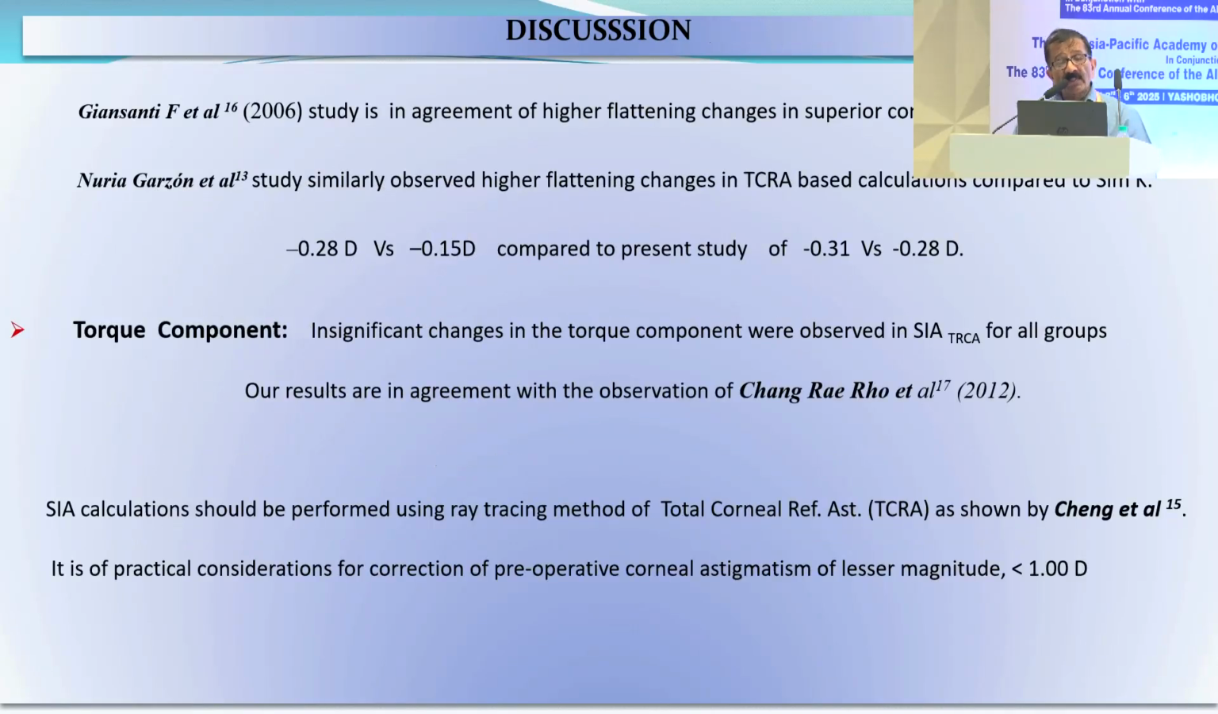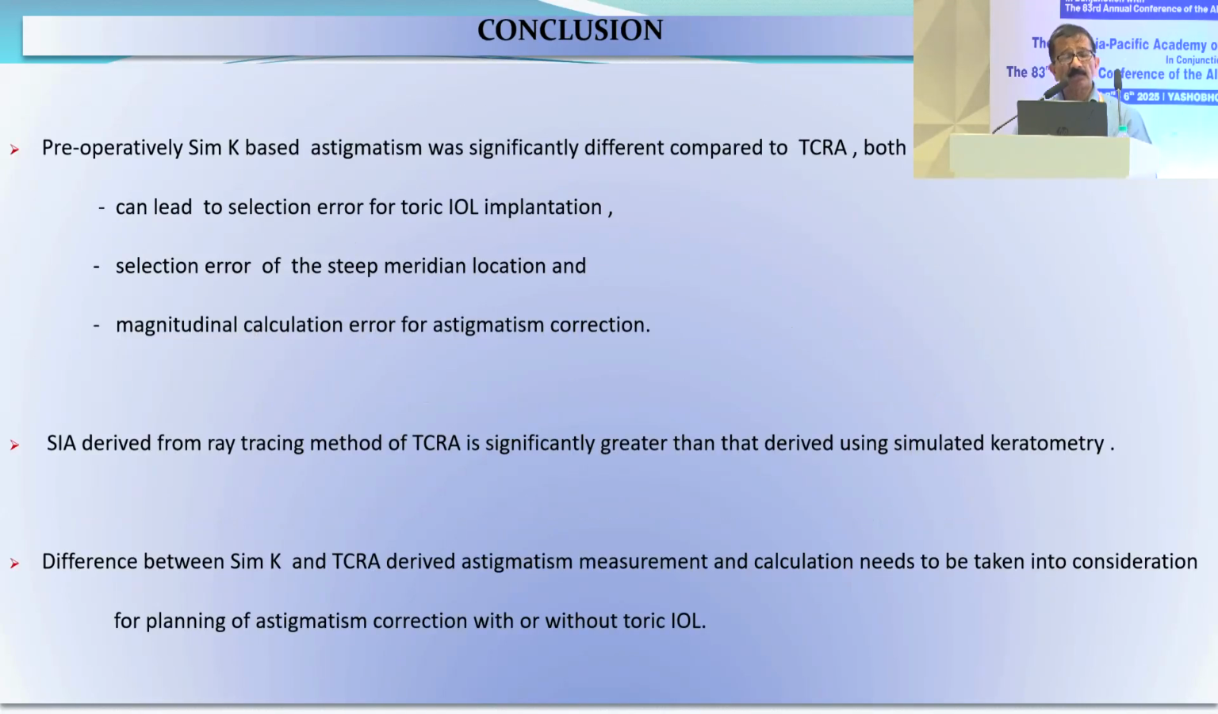Now, the torque component was insignificant in all our groups, and this was in agreement with the study of Chang, who also stated that the SIA calculation should be performed using the ray tracing method of total corneal refractive astigmatism. The preoperative SimK-based astigmatism was significantly different compared to TSI, both in magnitude and angle, and this can cause selection errors in toric implantation, astigmatic location, and calculation errors. The SIA derived from the ray tracing TSI is significantly greater than that derived from the simulated keratometry. Hence, this calculation needs to be taken into consideration for planning the astigmatism correction with or without a toric IOL.